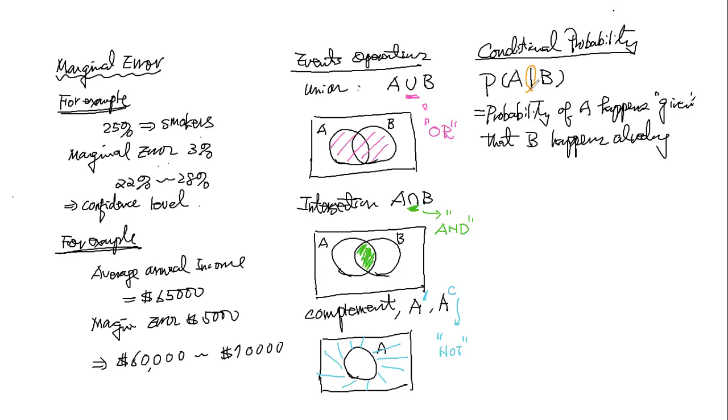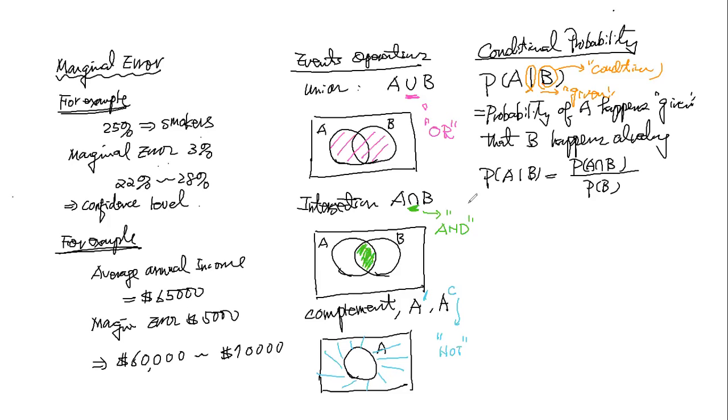This symbol we read as given. That's also a keyword in word problems. When they say given, you know that it is a conditional probability. And what is the condition? The event B is the condition here. So let me write out the formula for the conditional probability. It will be P of A intersect B over P of B. And you will say, oh boy, that is pretty complicated, right?